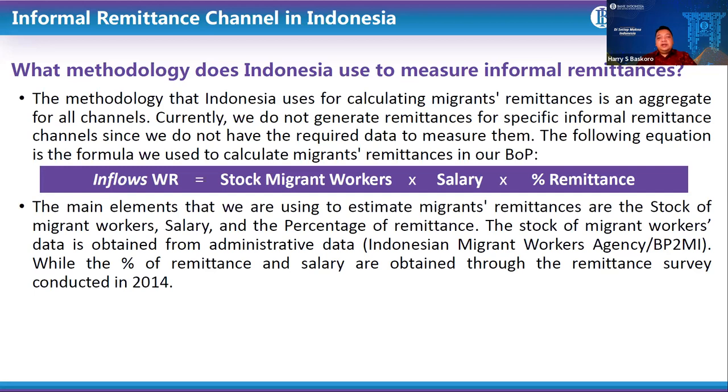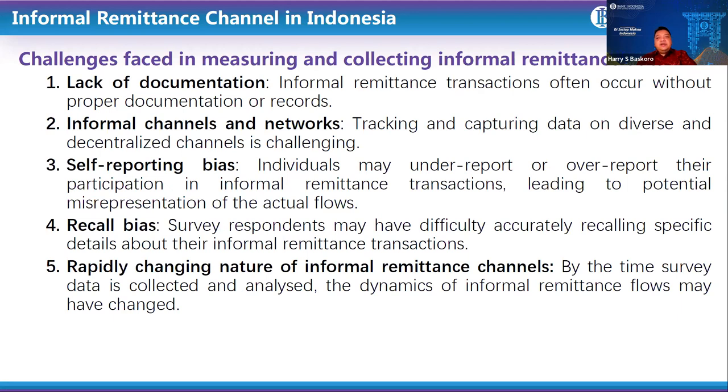There are some challenges faced in order to measure and collect informal remittance data. This is probably also everywhere. Lack of visibility: informal remittances typically occur outside the formal financial system, making it difficult for us to track and capture data. These transactions often involve cash transfers or alternative mechanisms that are not easily traceable, resulting in limited visibility and documentation. Also, informal channels and networks.